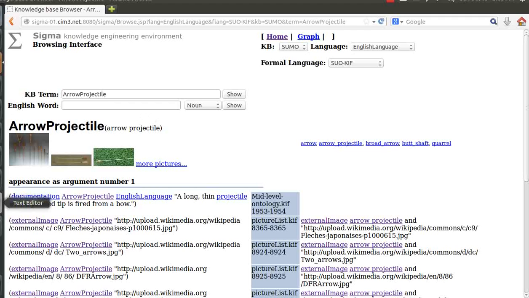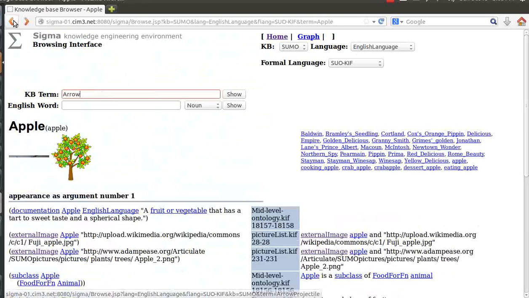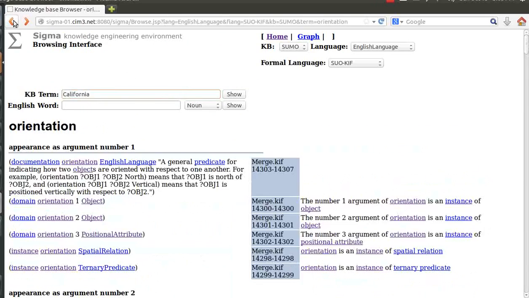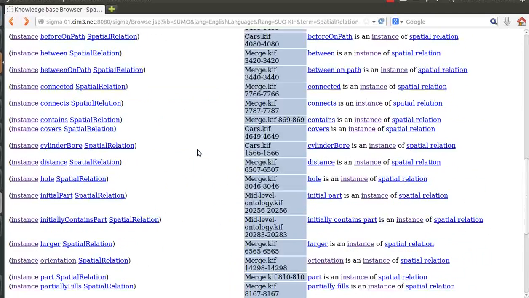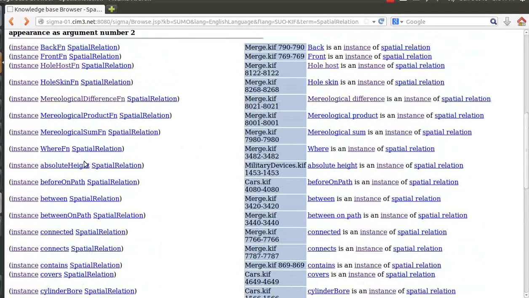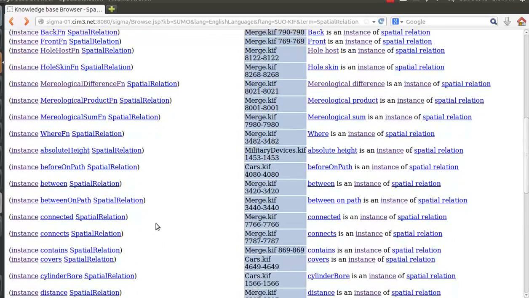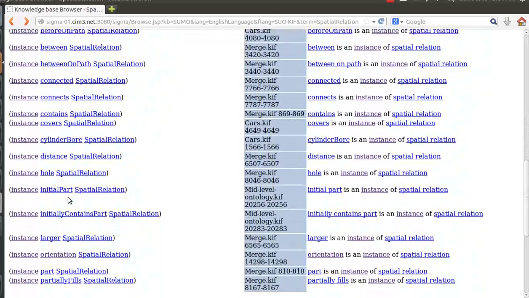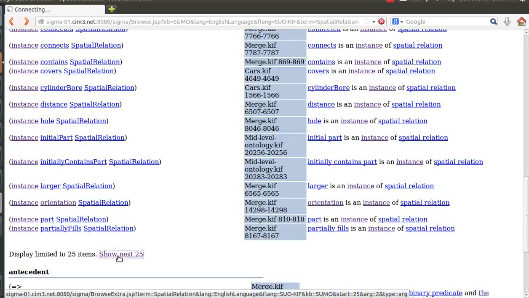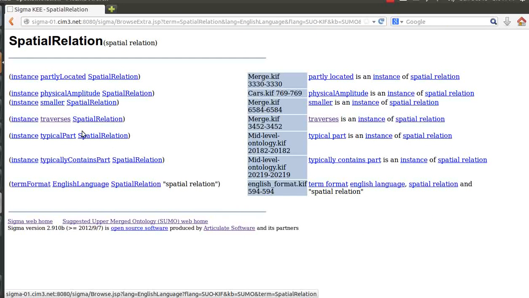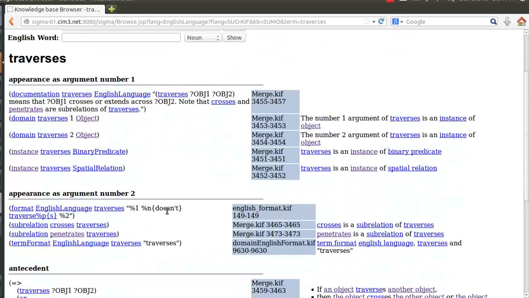Okay, and then the question is what kind of spatial relationship to use. So let's go back to spatial relation and see what's available to us. Okay, so height, path, between, connects, contains. Oh, those don't look right. Traverses. Okay. That one looks likely. And in fact, we've got one that's even better. Penetrates is a kind of traversing, but it's even more specific.